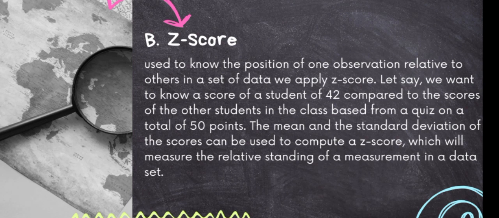Z-score. Z-score is used to know the position of one observation relative to others in a set of data. We apply Z-score. Let's say we want to know the Z-score of a student with 42 compared to the scores of the other students in the class based on a quiz with a total of 50 points. The mean and the standard deviation of the scores can be used to compute a Z-score, which will measure the relative standing of a measurement in a dataset.